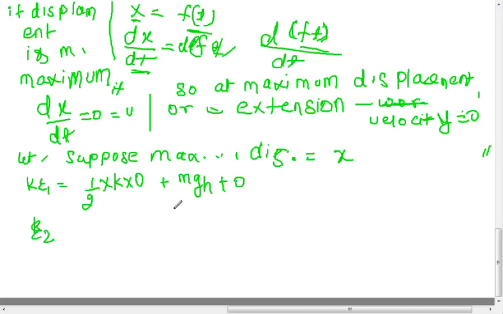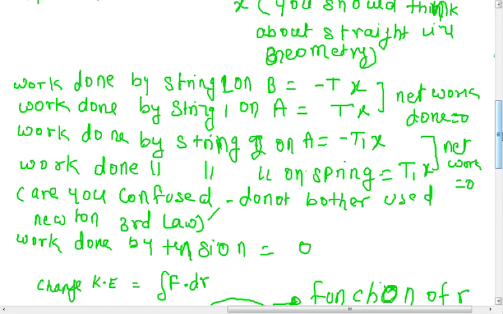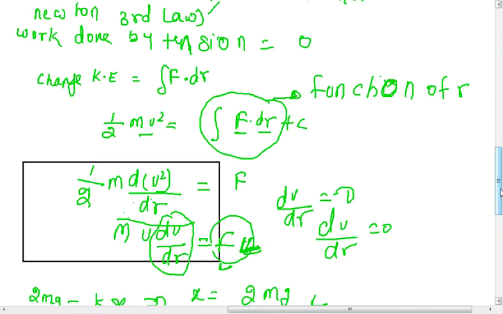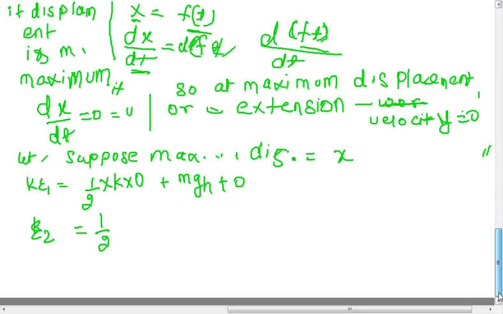Now what is the final energy, E2? What is the spring extension? I had assumed that the maximum displacement, this block moves by amount x, which is the maximum. So this spring also extends by amount x. I had explained here. Plus half k x square.